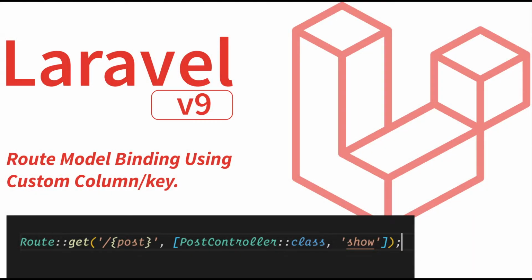Hi everyone. In today's video I will show you how you can use route model binding but with custom column names. There are two ways that I'm going to show you. By default, Laravel will find a model record with your primary key, which in most cases is the ID column. So let me show you the first way to achieve this.